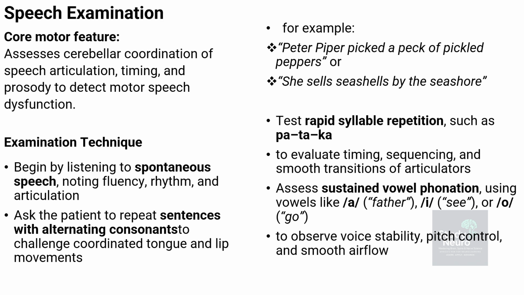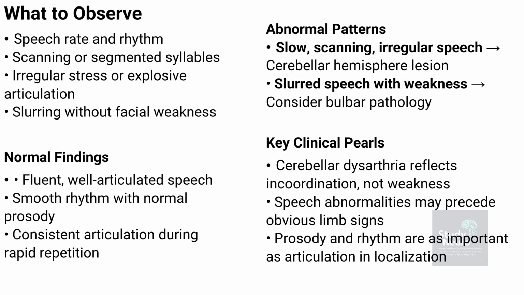Next, challenge the patient with sentences containing alternating consonants, such as "Peter Piper picked a peck of pickled peppers" or "She sells seashells by the seashore," which tests coordinated tongue and lip movements. Then, ask the patient to perform rapid syllable repetition, like "pataka," to assess the timing and sequencing of articulators. Finally, evaluate sustained vowel phonation using sounds like "ah" as in father, "e" as in see, or "o" as in go to examine voice stability, pitch control, and smooth airflow. Compare performance across all tasks for clarity, symmetry, and rhythmic consistency.